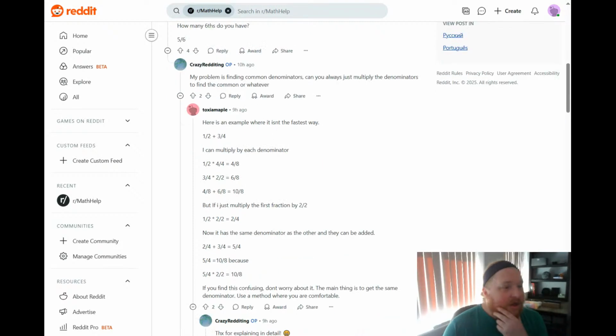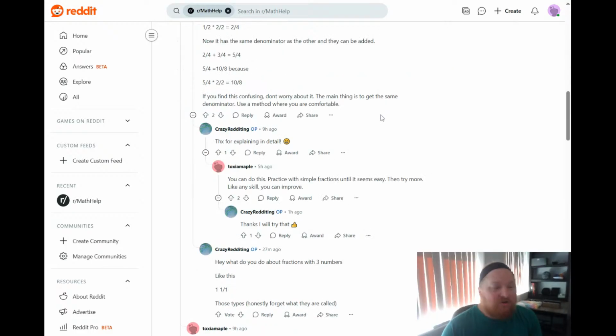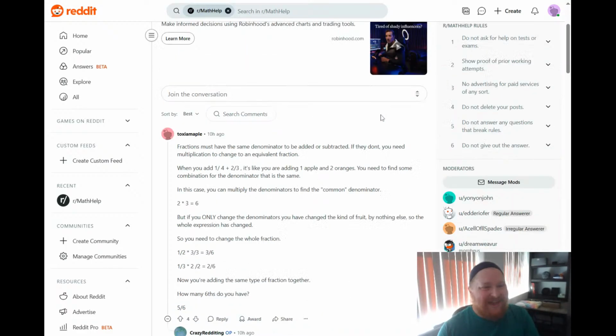Oh, look, my problem is finding common denominators. "Can you always just multiply the denominators to find the common denominator?" Yes, 100%. We talked about this yesterday, actually, when we went through how to add and subtract fractions. We were talking about finding common denominators.